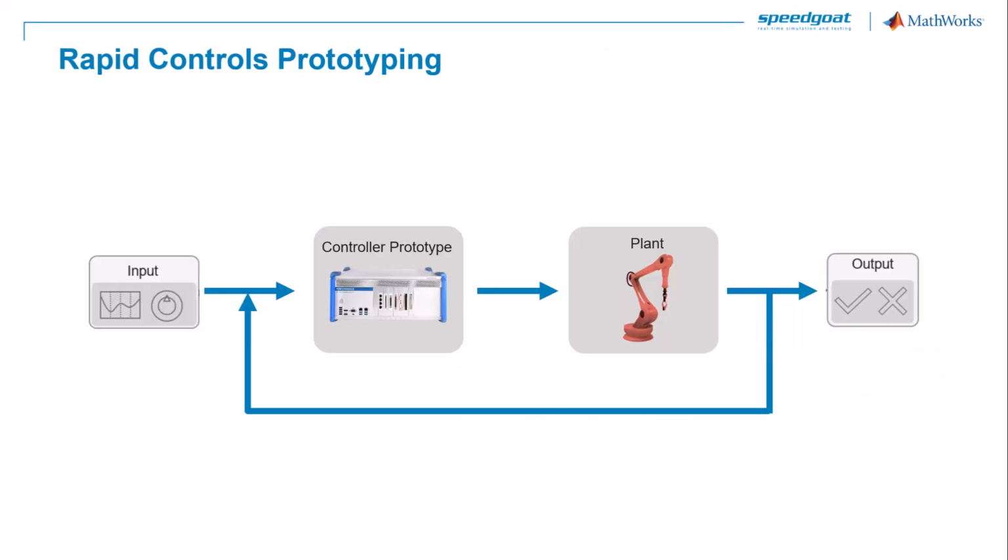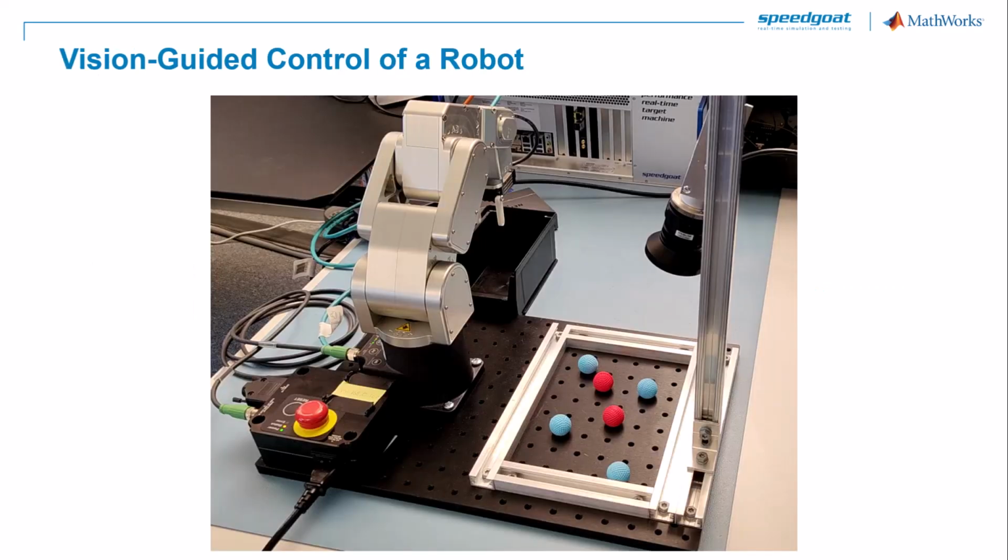We will work with a prototype controller deployed to a Speedgoat machine, and the plant will be an actual robotic arm with a gripper. The input will be the very same vision signals from the camera that we saw on the previous slide. This is my hardware for testing. As placeholders for the physiological markers, I'm simply using different colored balls, where the red ones represent the physiological markers that need to be removed. The camera is mounted at a fixed angle overhead on the opposite side of the robot.